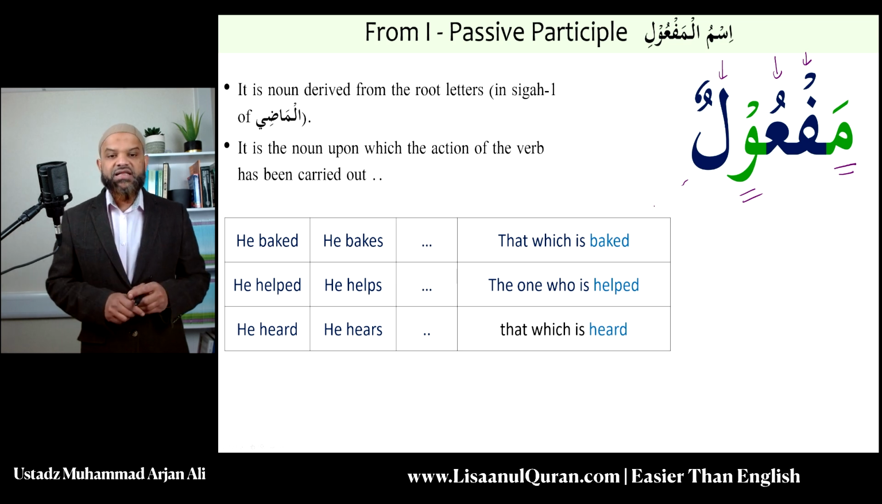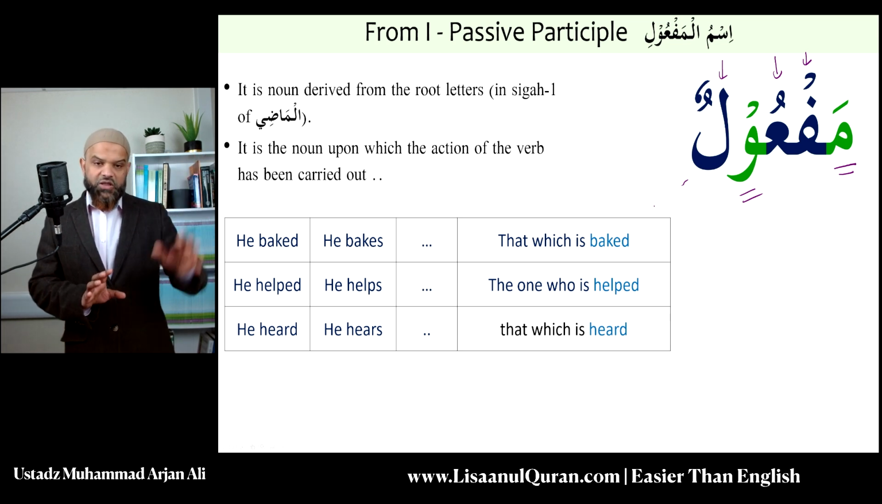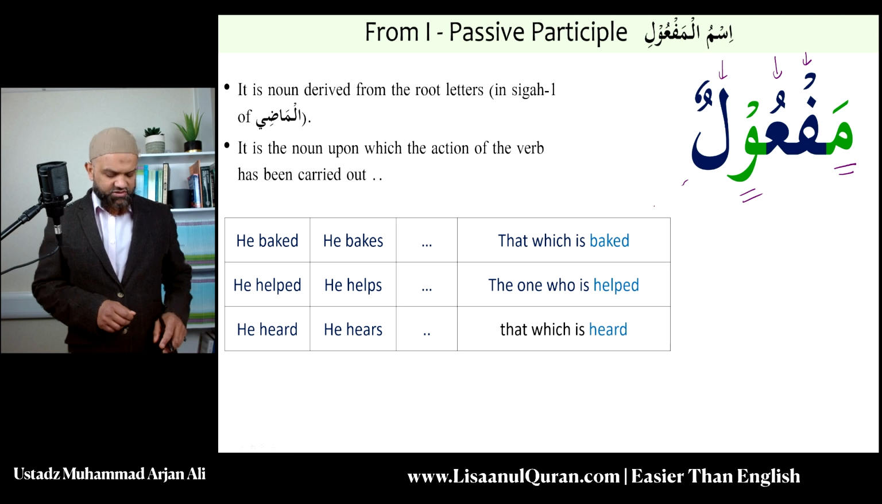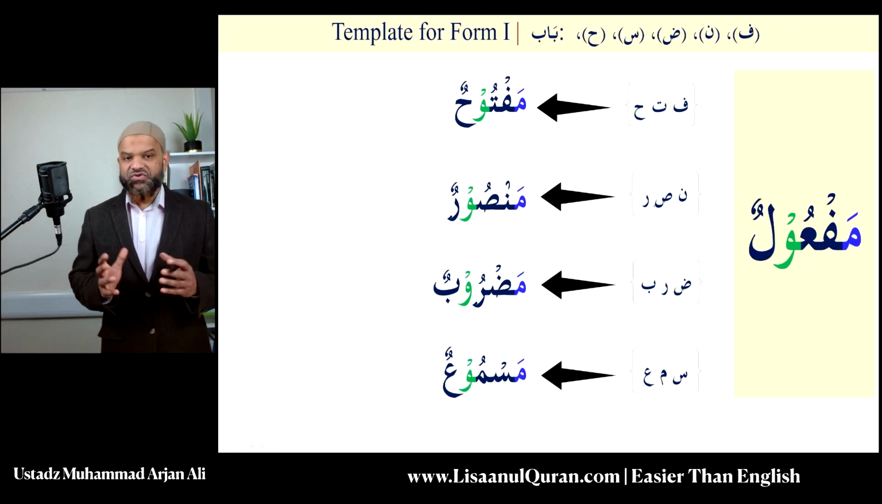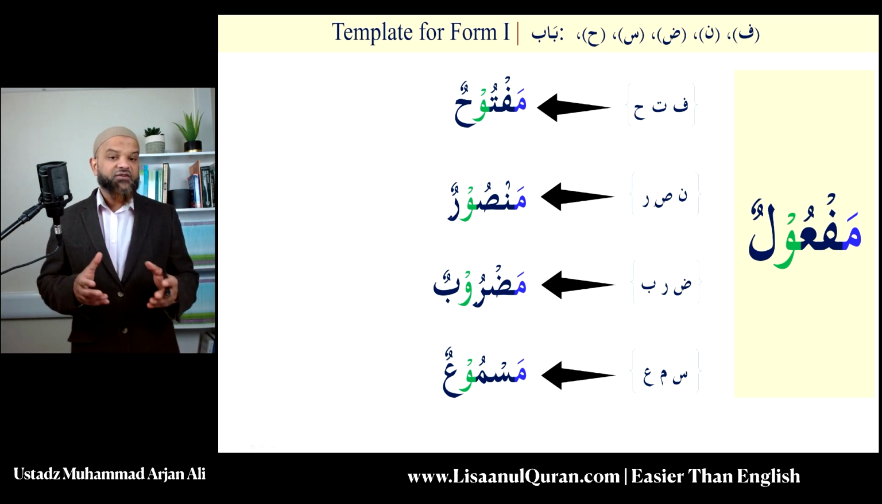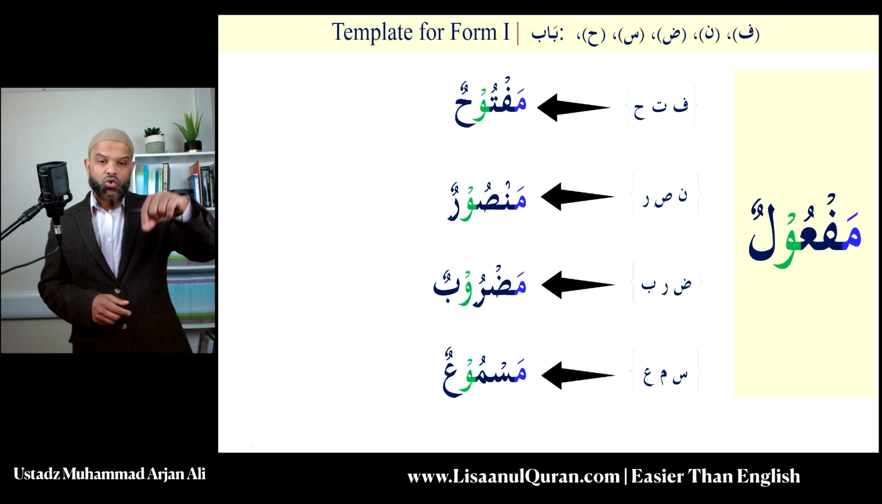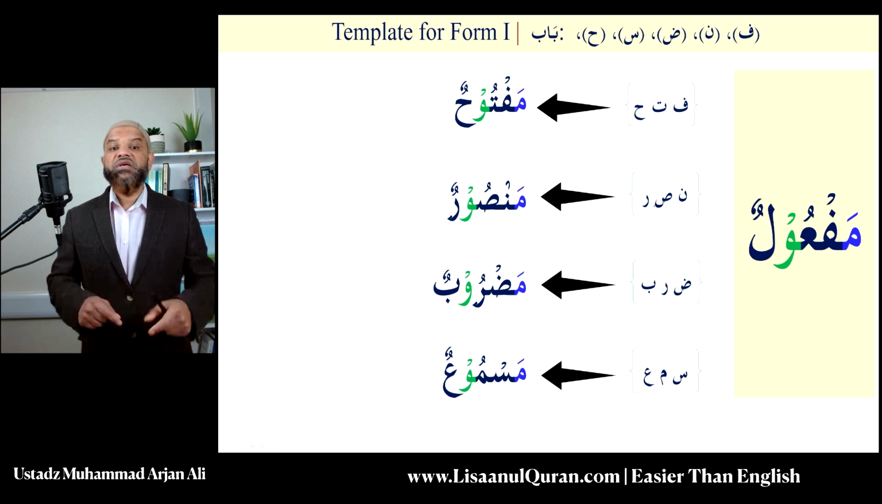So please note that this is again a derived noun from the 3 root letters, and it follows this pattern all the way through, even for all the babs in the thulathi mujarrad. So there is no exception here. So we have here an example, I hope you can see. So fataha, he opened. Yaftahu, he opens. Fatihun, the one who opens. Maftuhun, that which has been opened.